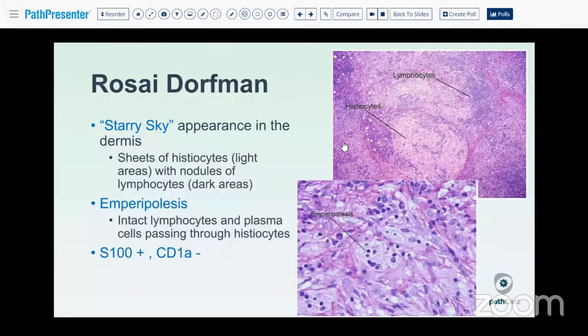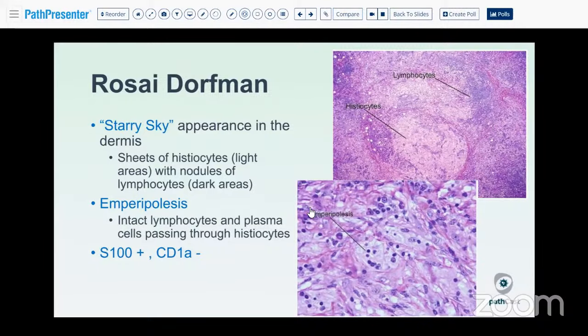Rosai-Dorfman is also known as sinus histiocytosis with massive lymphadenopathy, and that can have cutaneous manifestations. What we see is a starry sky appearance in the dermis at scanning power. So really low power, we get that starry sky vibe. I'll show you that in a second. And that starry sky is formed of sheets of histiocytes. Those are the lighter areas, these lighter histiocytic areas with nodules of darker lymphocytes.